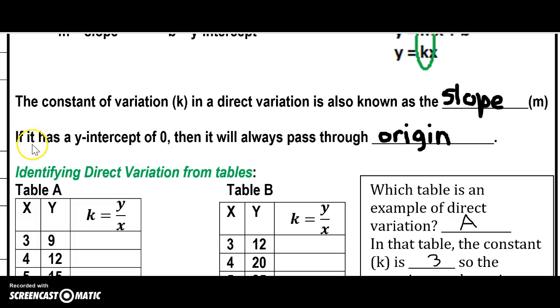If it has a y-intercept of 0, then it will always pass through the origin. If you have a y-intercept of 0, it is proportional and goes to the origin.